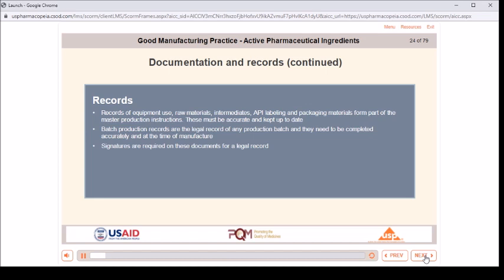Documentation and records. Continued. Records. Records of equipment use, raw materials, intermediates, API labeling, and packaging materials form part of the master production instructions. These must be accurate and kept up to date. Batch production records are the legal record of any production batch, and they need to be completed accurately at the time of manufacture. Signatures are required on these documents for a legal record.